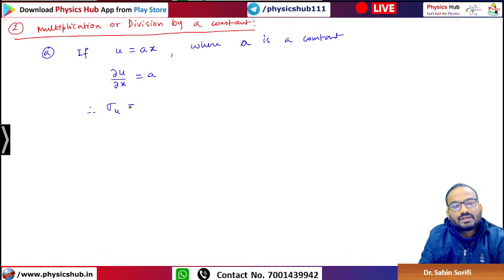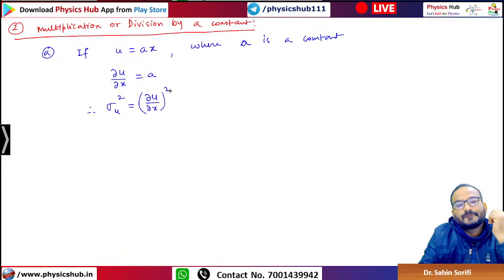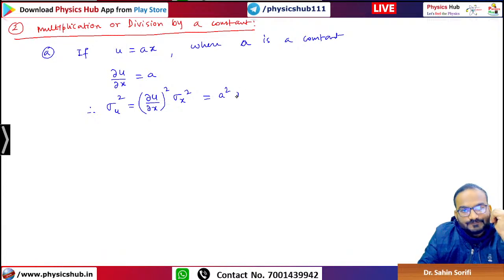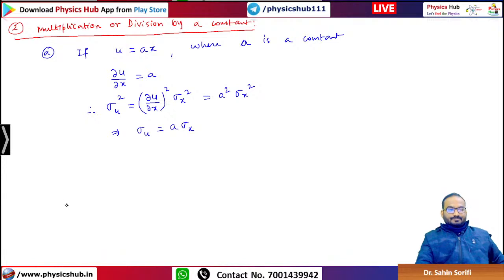You have only one quantity, so there is no point in writing sigma u square equal to del u by del x square sigma x square. You can directly write del u by del x, or you can just follow the procedure, a square sigma x square. So sigma u is equal to a times sigma x.